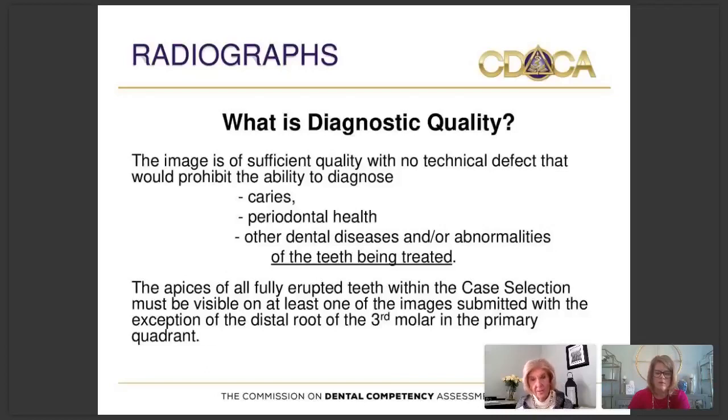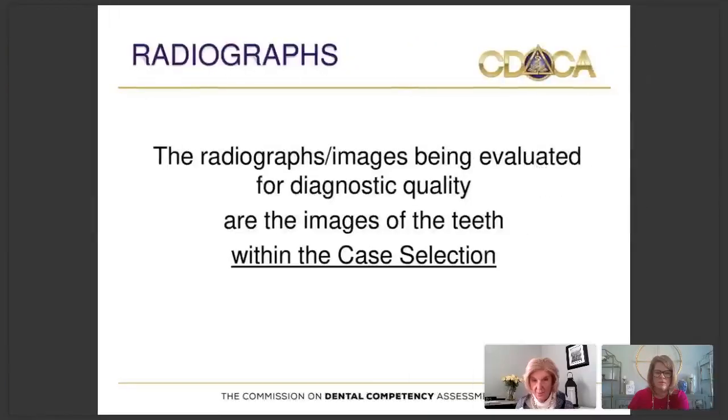So we must be able to see the apices of every root of every tooth within the case selection, with the exception of the apices of the distal root of the third molar in that primary quadrant. When we talk about diagnostic quality, we're talking about diagnostic quality of the radiographs for the teeth being treated, and that is the case selection. If there's cone cutting or overlapping or something that we would consider not to be diagnostic, but it's in a quadrant that you are not treating, then it's ignored. You're not being assessed on your ability for determining if it's diagnostic or not.